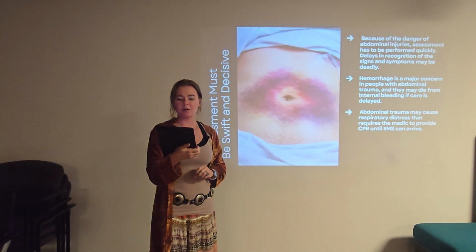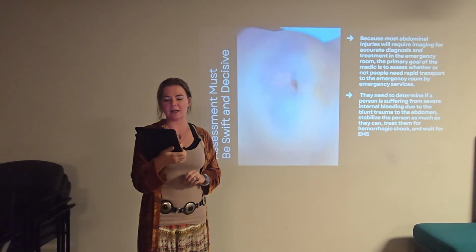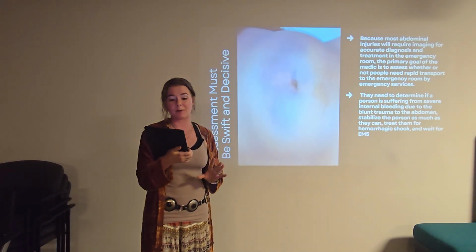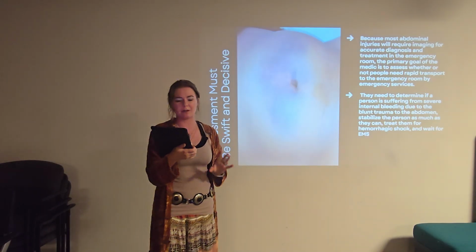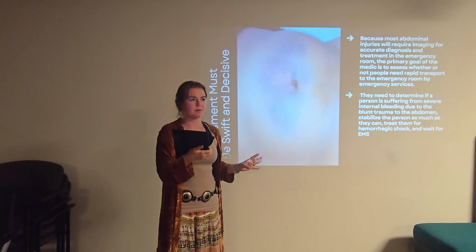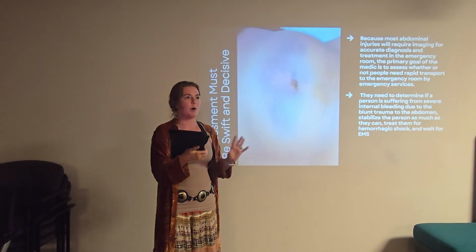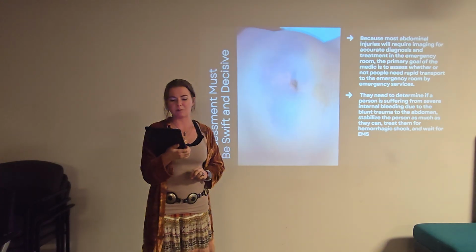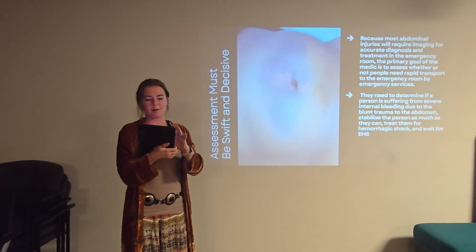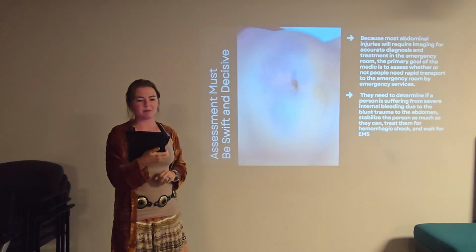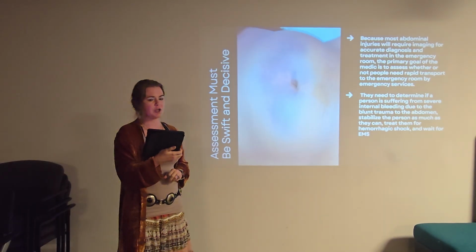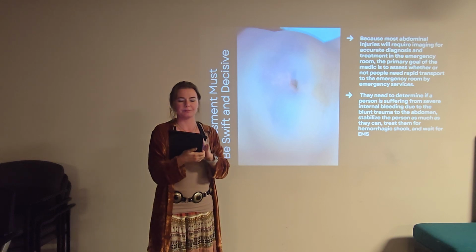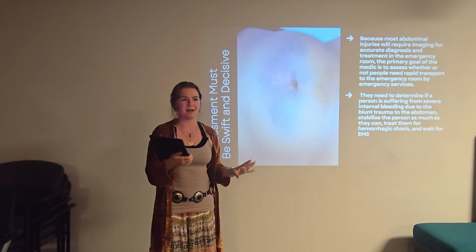Because most abdominal injuries will require imaging for accurate diagnosis and treatment in an emergency room, the primary goal of the medic is to assess whether or not people need rapid transport to the emergency room by emergency services, or whether they can wait a while and see what develops. They need to determine if a person is suffering from severe internal bleeding due to the blunt trauma to the abdomen, stabilize the person as much as they can, treat them for hemorrhagic shock if they are hemorrhaging internally, and wait for EMS. Okay, any questions on that before we move on?